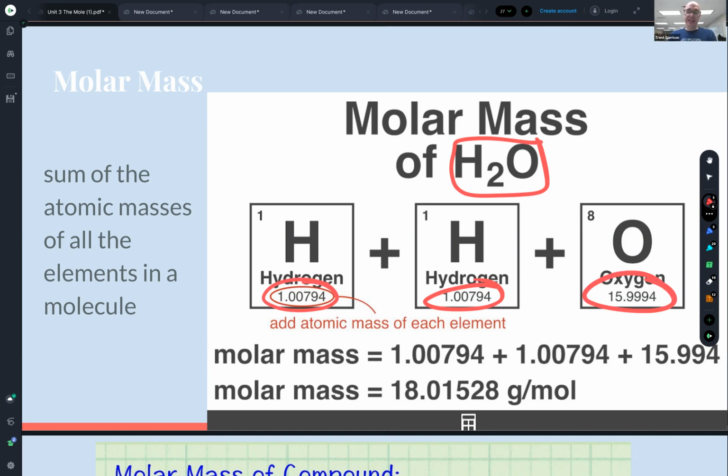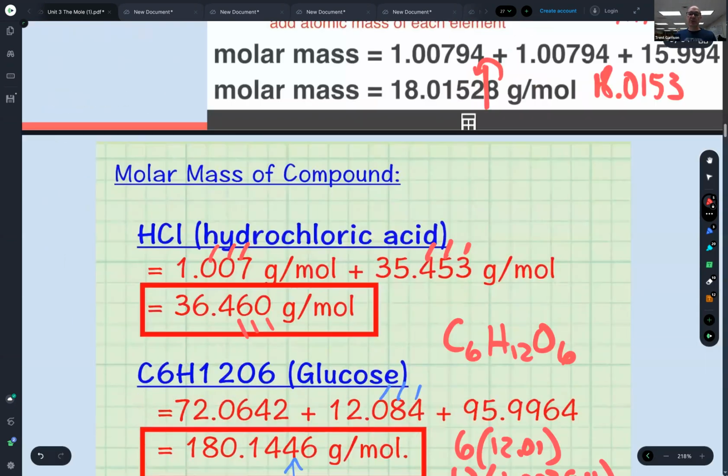Whenever we add these together, notice how many significant digits there are after the decimal. With the oxygen, there's 1, 2, 3, 4. With the hydrogens, there are 1, 2, 3, 4, 5. So our answer should have 4 significant figures. This 8 needs to round up. So my final answer should be 18.0153 grams.